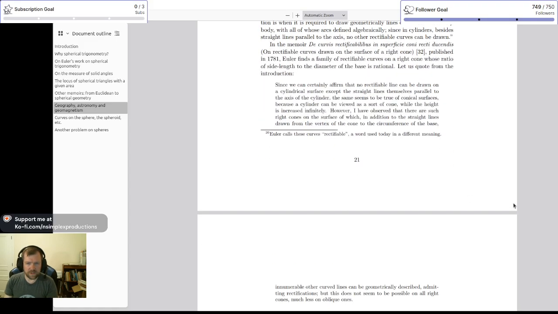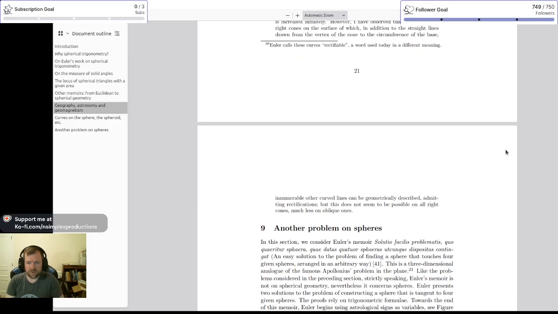Since we can certainly affirm that no rectifiable line can be drawn on the cylindrical surface except the straight lines themselves parallel to the axis of the cylinder, the same seems to be true of conical surfaces, because a cylinder can be viewed as a sort of cone, while the height is increased indefinitely. However, I have observed that there are such right cones on the surface of which, in addition to the straight lines drawn from the vertex of the cone to the circumference of the base, innumerable other curved lines can be geometrically described, omitting rectifications, but this does not seem to be possible on all right cones, much less oblique ones.